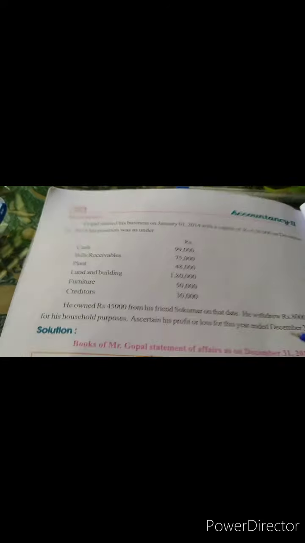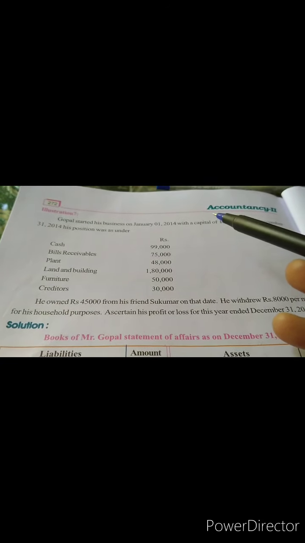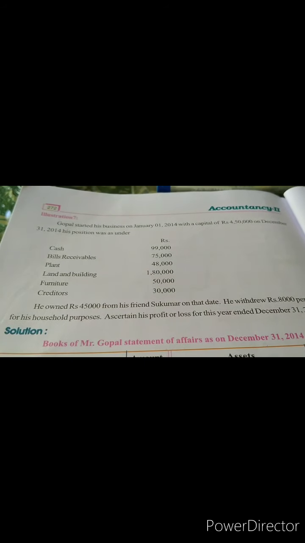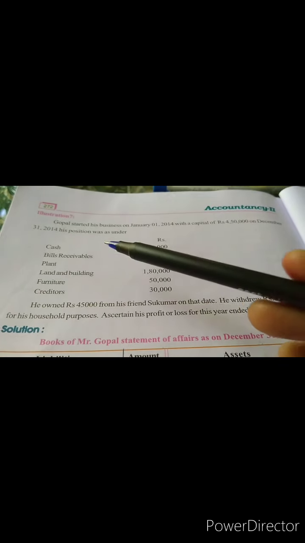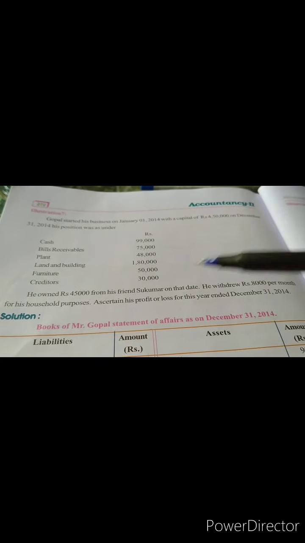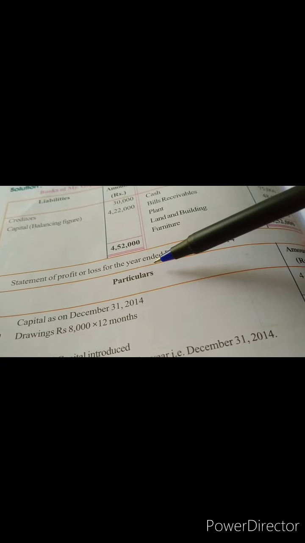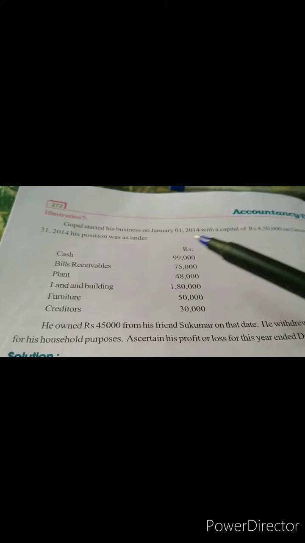calculate. If you remember the first class of solvation of this chapter, you were taught how to find out capital through the statement of affairs. So here, in this illustration, you'll be preparing the statement of affairs and also the statement of profit and loss. Just have a look at the question.